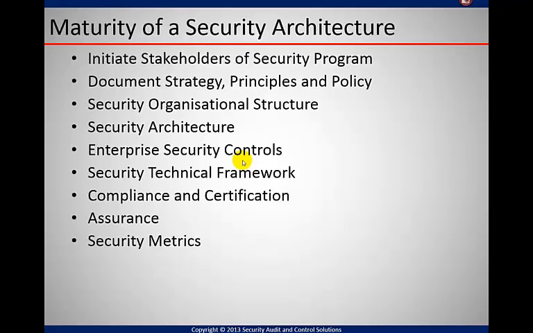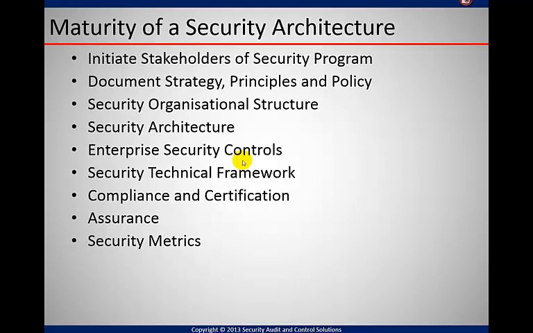So if we look at the maturity of a security architecture, we start off by initiating all the stakeholders of the security program. That is my support, my buy-in. Then I will document my strategy, my principles, and my policy. The security organizational structure is really important because this identifies who reports to whom from a business perspective and also line management, who will look after what from a custodian and ownership perspective. I will apply or select a formal security architecture framework, and then we'll have enterprise security controls based on this from end to end, and also a security technical framework.